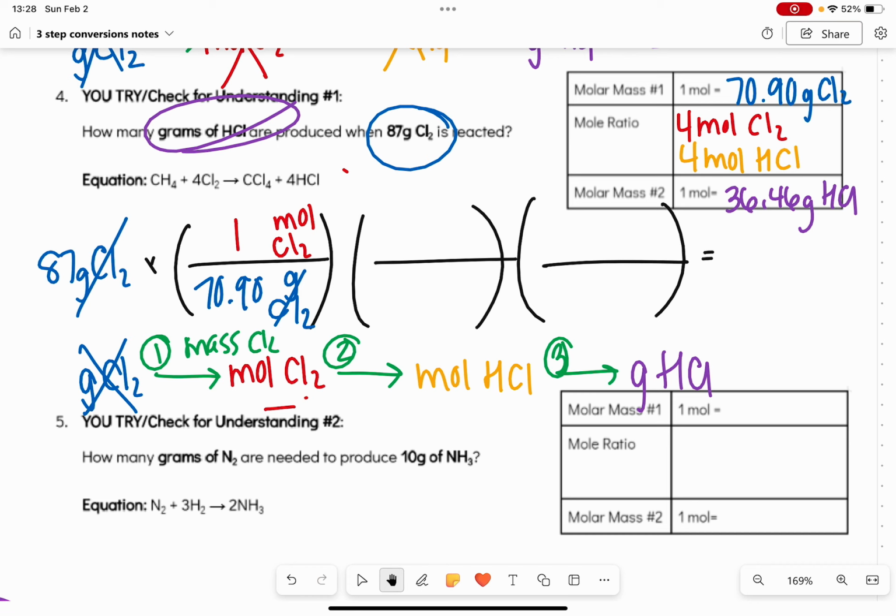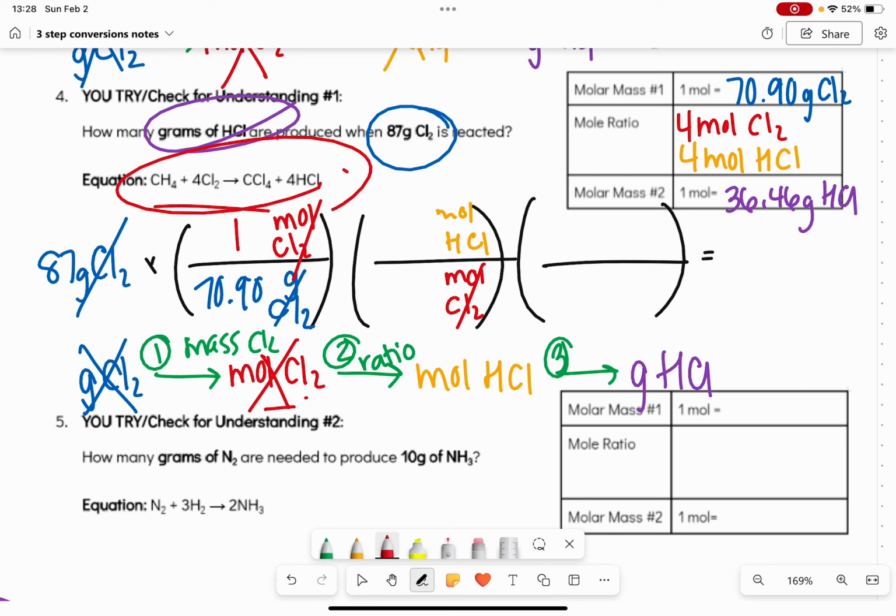Now that we're in moles of Cl2, we can use our mole ratio to get to moles of HCl. So setting it up in your parentheses, moles of Cl2 is going to go on the bottom to cancel it out. And moles of HCl is going to go at the top so that we're left with it. So we've canceled out moles of Cl2, we're left with moles of HCl.